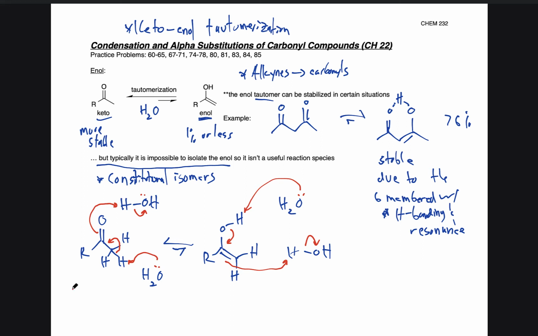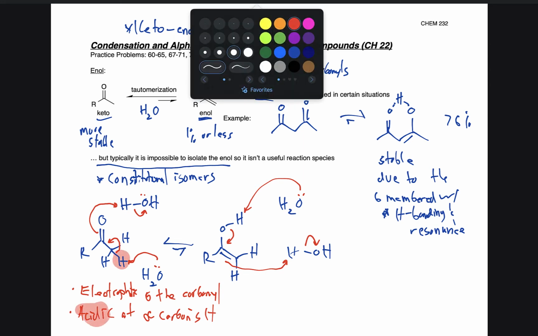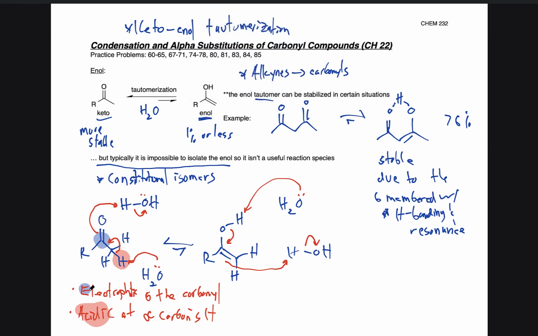The big difference between these two is that the keto form is more stable, but the keto form is electrophilic at the carbonyl carbon, and it is acidic at the alpha carbon hydrogen, meaning this hydrogen is acidic, and the carbonyl carbon is electrophilic.